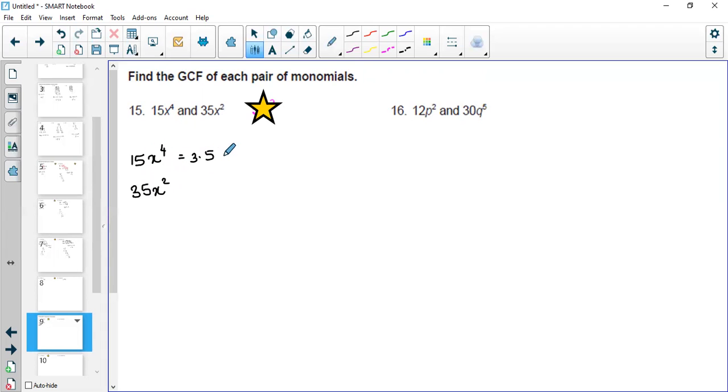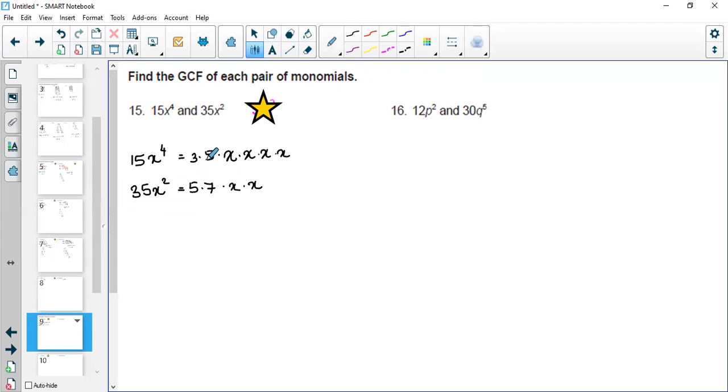Do not worry about this x. This x means it is x multiplied by x multiplied by x multiplied by x. Simply we are expanding the value of x, that's all. So x to the power of 4 means x has been multiplied 4 times. Similarly here, what is the prime factorization for 35? 35, it's going to be 5 multiplied by 7, which means x squared, that's x multiplied by x.